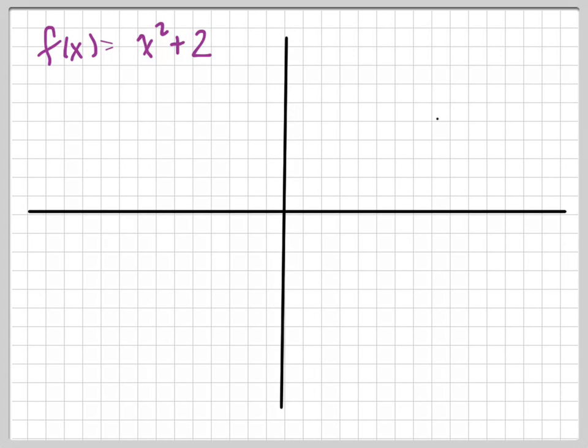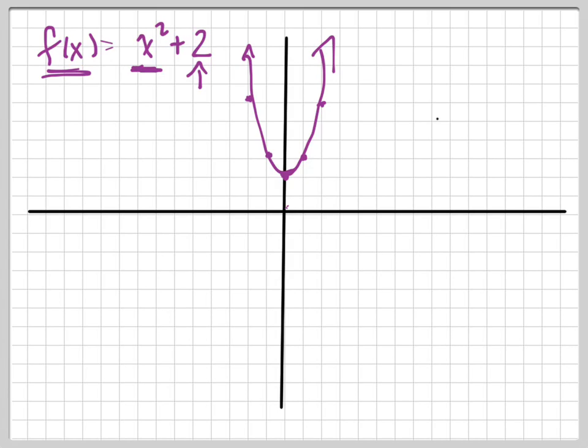Let's graph f of x, and then graph its inverse and determine if the inverse is a function. So here's what we're going to do. First of all, the graph of f of x is just the graph of x squared moved up 2, right? So instead of starting at 0, 0, it's going to start at 0, 2, and then it's going to go up 1, up 4. So there's my graph.